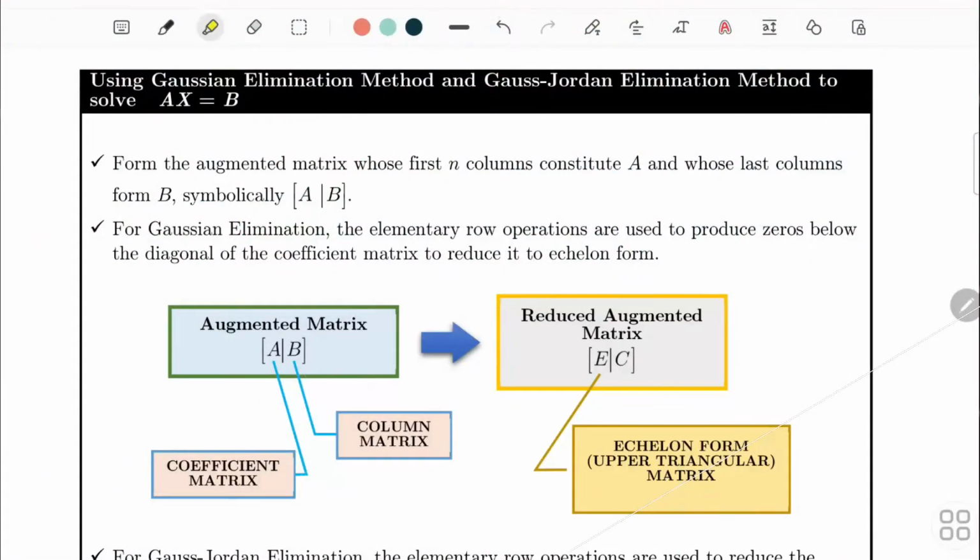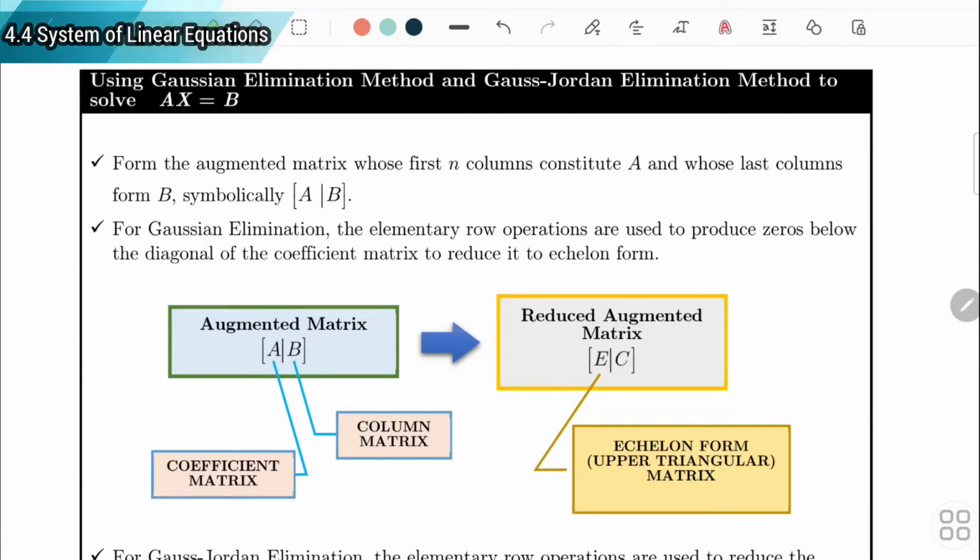Okay, let's proceed to the next method to solve the system of linear equations in the form of Ax equals to b, which is by using the elimination method. So we have two types of elimination method. The first one is Gaussian elimination method. The other one is Gauss-Jordan elimination method. So let's take a look at what's the difference between these two elimination methods.